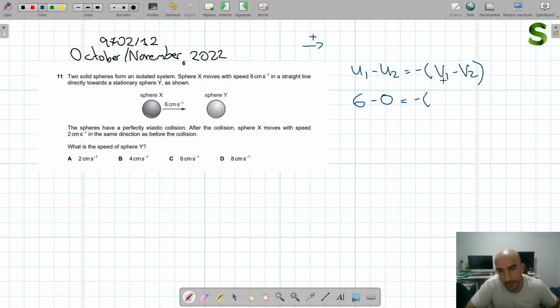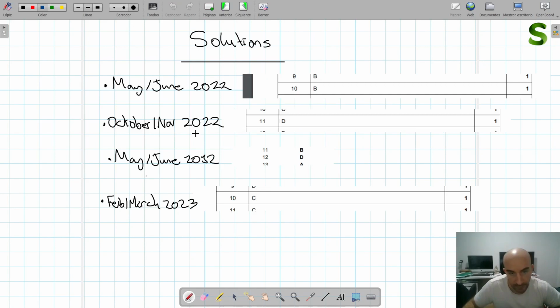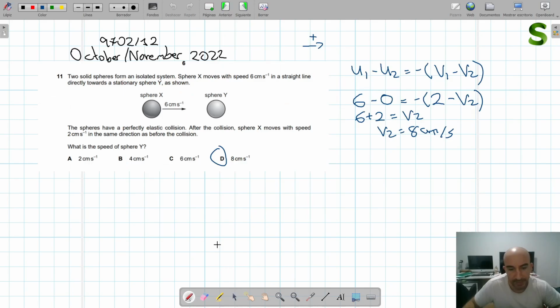X moves with 2 in the same direction, so that's a plus. And Y is the one that we're being asked for. So 6, minus 2 on the right, so it moves as a plus 2 on the left, equals v2. So v2 equals 8 centimeters per second. Okay, so that's answer number D. And if we go to the marking scheme, October-November 2022, that's D, so that's correct.